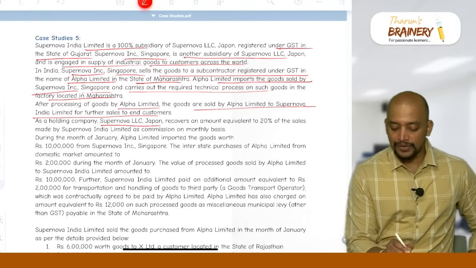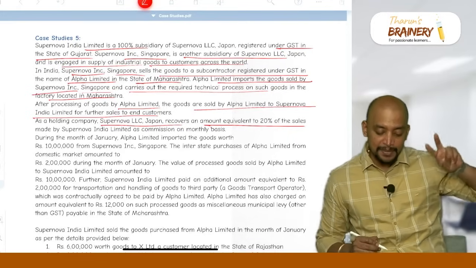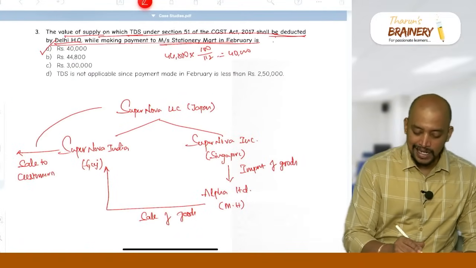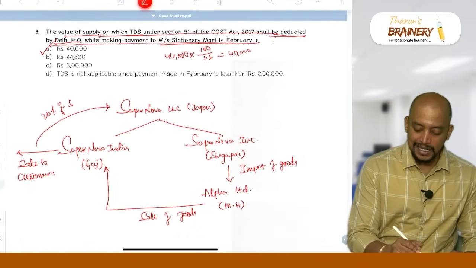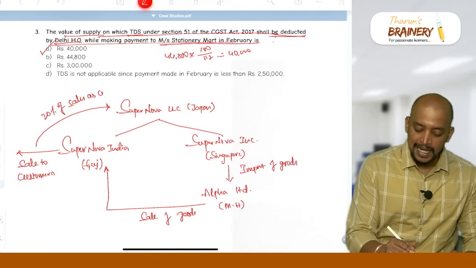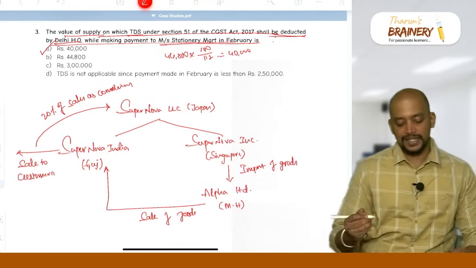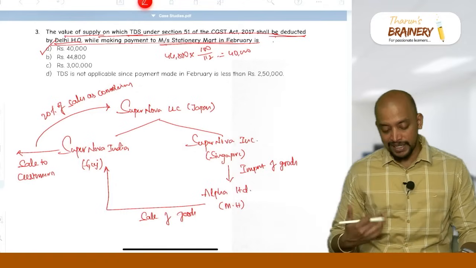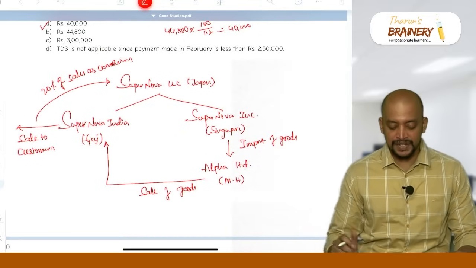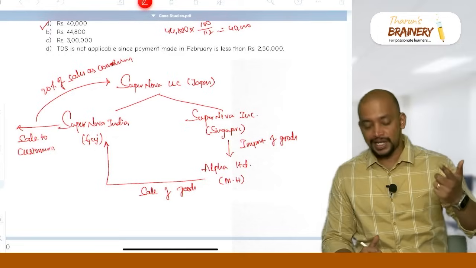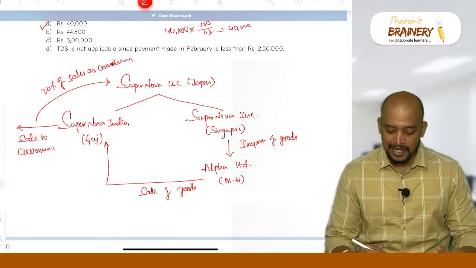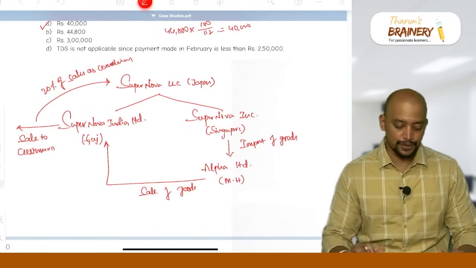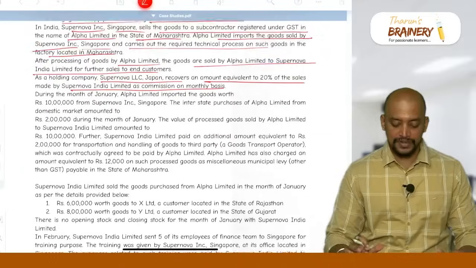Then as a holding company, Supernova LLC recovers an amount equivalent to 20% of the sales made by Supernova India Limited as commission on a monthly basis. So 20% of sales will be payable as commission to Supernova LLC Japan. Which means this will come under import of services to Supernova India Limited. They are paying commission, so it's an import of service. Supernova Incorporation Singapore is selling goods, and Alpha Limited is importing the goods. So this is the structure of the transactions.